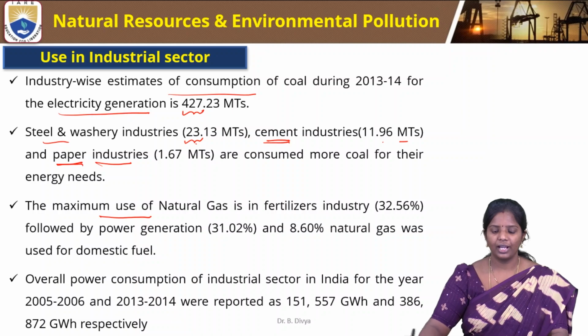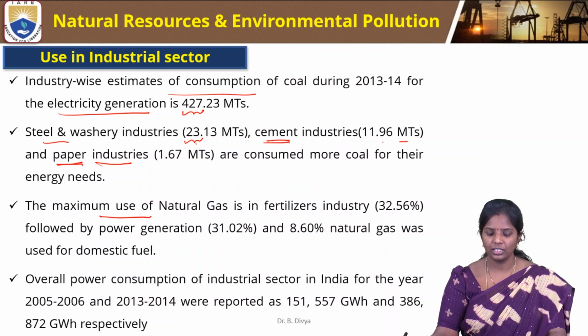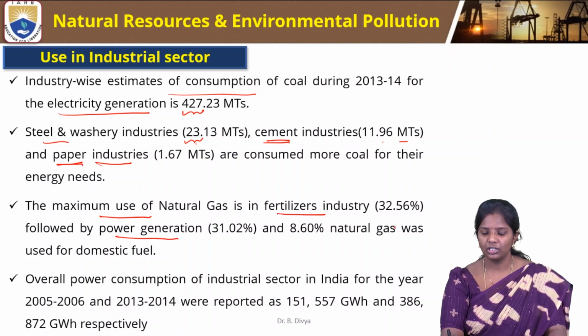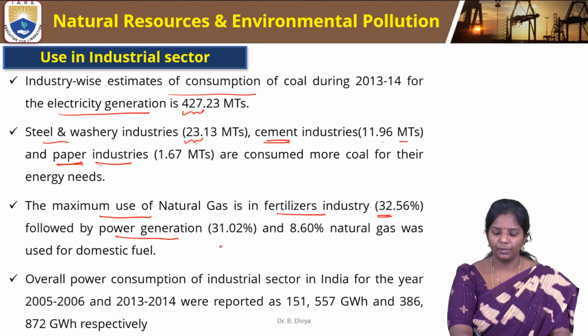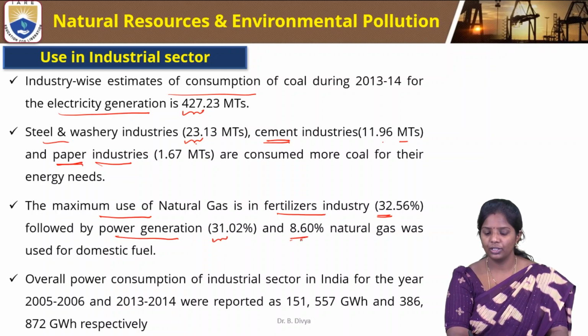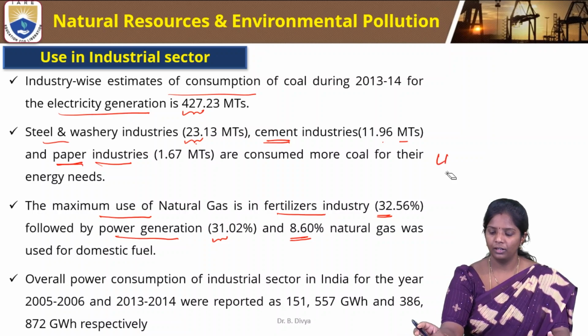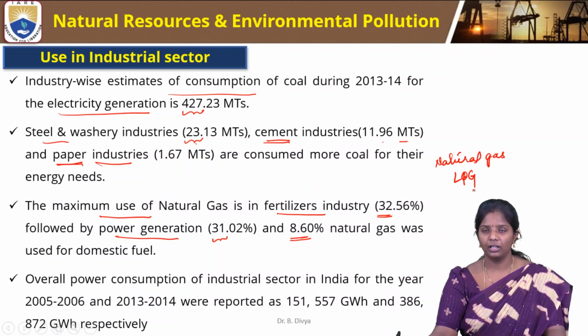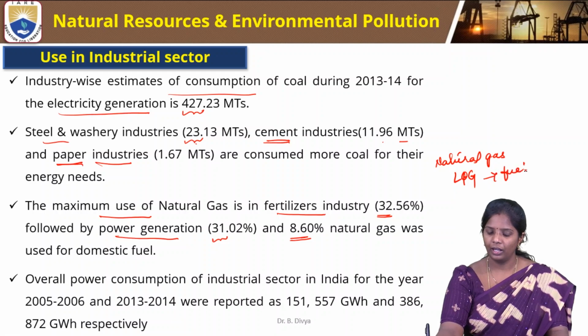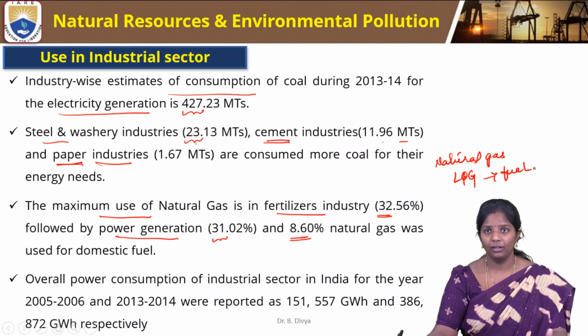The maximum use of natural gas is in the fertilizer industries, followed by power generation. In the fertilizer industry it is about 32%, power generation is 31%, and 8.6% of natural gas is used for domestic fuel. It means natural gas in the form of both LPG or CNG can be utilized. In the form of LPG we are using it for fuel purposes, and it is very high in the fertilizer industry.